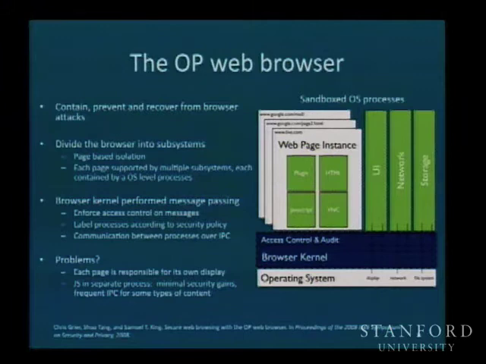So the problems we saw with OP were that there's minimal security offered by separating, for example, the JavaScript engine from the rest of the HTML operation, because the content is really being provided by the same domain and the same entity in this case. We have maybe fault tolerance, but we're just introducing a lot of IPC. For very JavaScript heavy pages where there's lots of interaction between JavaScript and HTML, there's going to be a lot of IPC, and there's always a cost associated with that. So the thought was, maybe we can do better.